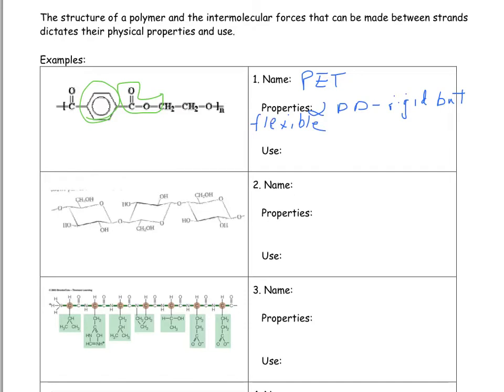Because the benzene ring creates a lot of open space in the structure, it makes the PET plastic fairly light. PET is often used for plastic bags and containers.